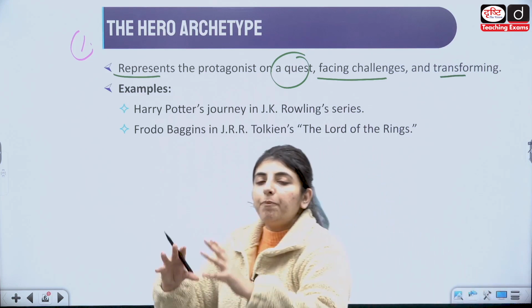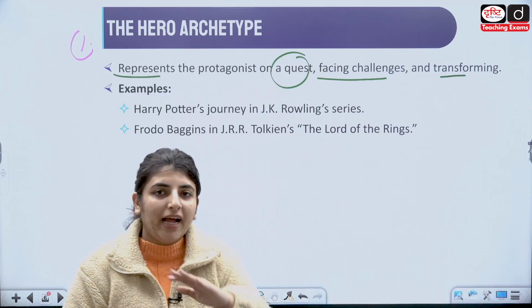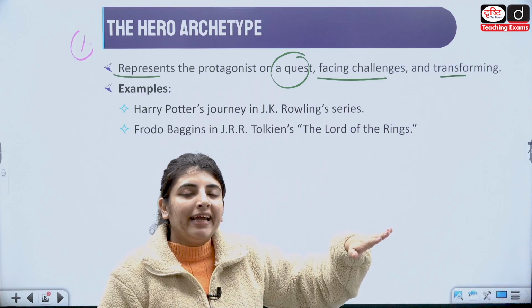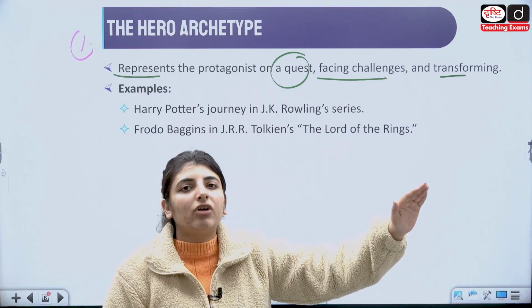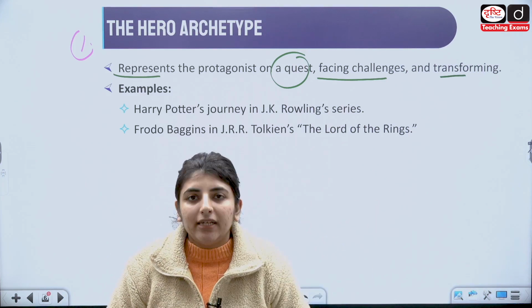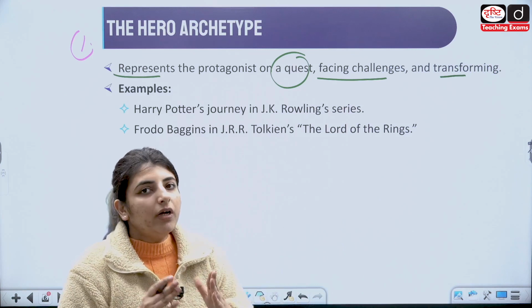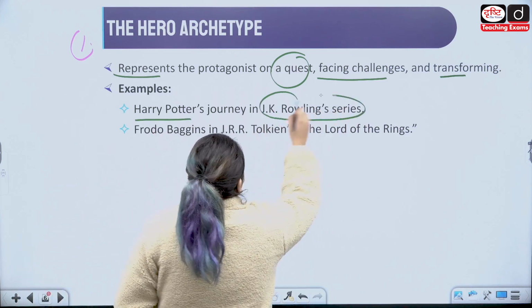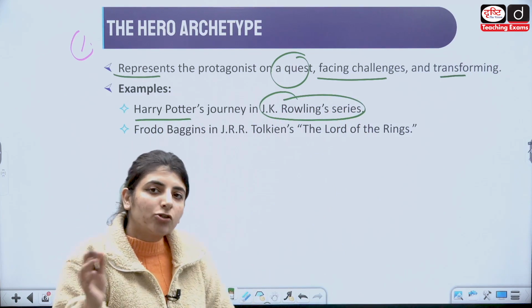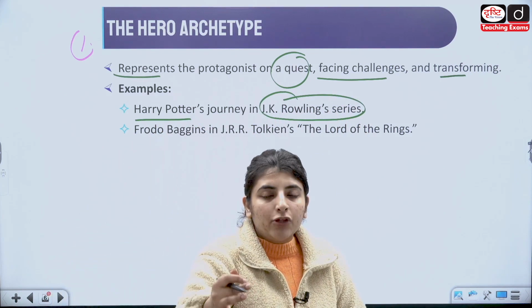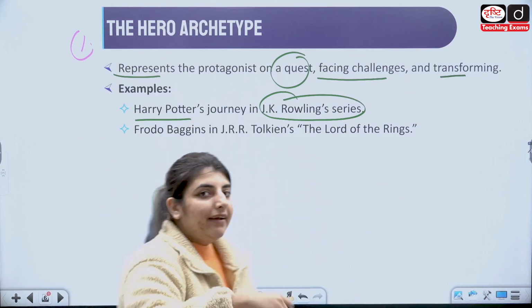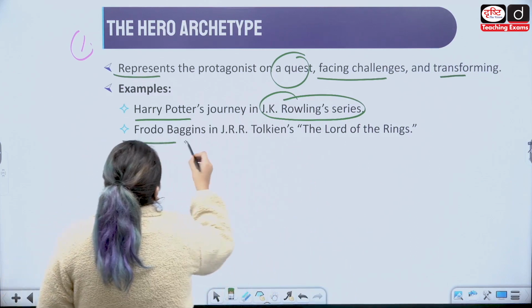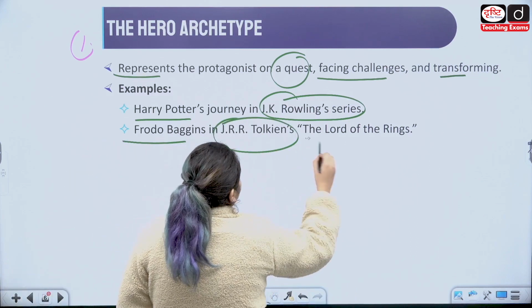So how a protagonist of a particular story has overcome the challenges in his life and has slowly transformed into what he is now is what is shown through the hero archetype, right? Harry Potter's journey in J.K. Rowling's series, how his character has slowly transformed through the entire series, right? That is what we see. And Frodo Baggins in J.R.R. Tolkien's The Lord of the Rings.